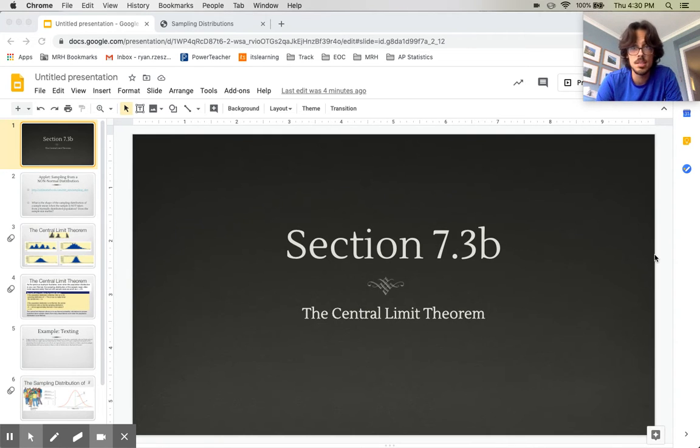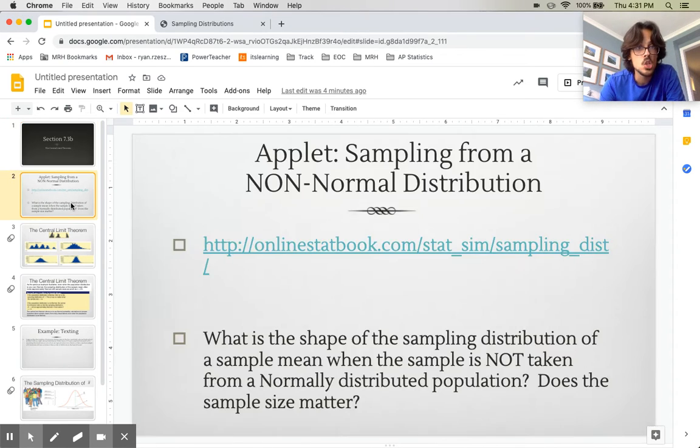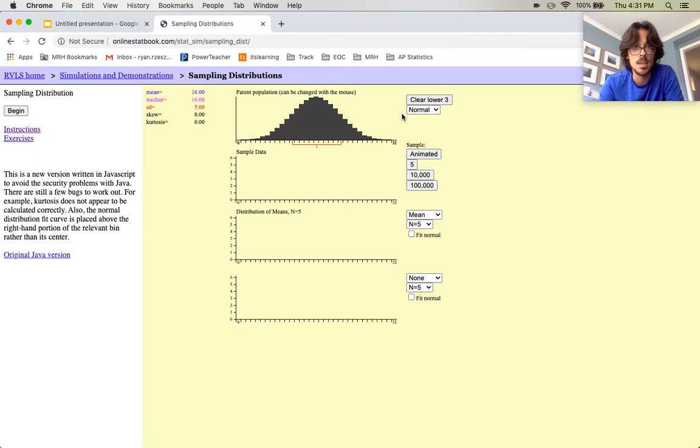What we're doing in this lesson is we are continuing our discussion of X bar's graph. At last video 7.3a, what we learned was that if the population is normal, X bar is approximately normal. But we didn't talk about what happens if the population isn't normal. And that's where things are going to start. So I've got a link to the same applet we looked at last time right here. But last time we only worried about if my population started out normal.